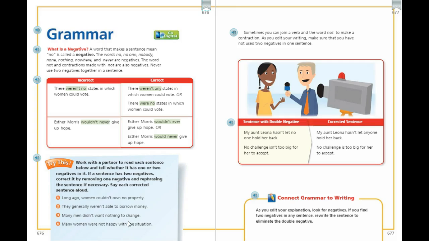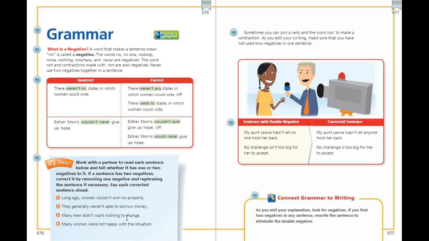All right, sometimes you can join a verb and the word not to make a contraction. As you edit your writing, make sure that you have not used two negatives in one sentence. So here's an example. My Aunt Leona hasn't let no one hold her back. No challenge isn't too big for her to accept. All right, instead, the corrected sentences sound like this. My Aunt Leona hasn't let anyone hold her back. No challenge is too big for her to accept. You can hear that sounds so much better.